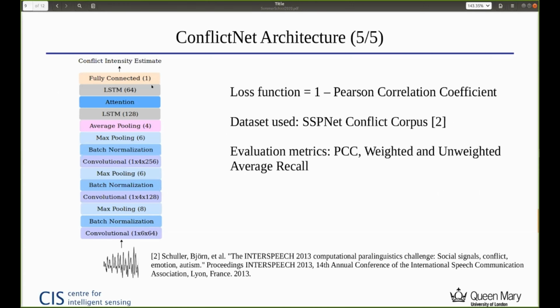Since it is trained end-to-end, and the primary metric that we are using for evaluation is the Pearson correlation coefficient, the loss function is a function of the correlation coefficient, that is 1 minus the correlation coefficient, because we want it to increase. The dataset used is the same as the dataset given in the Interspeech challenge, which is the SSPNet conflict corpus. It is a dataset consisting of televised political debates where there are a lot of conflicts. And apart from PCC, we have used both weighted and unweighted average recall metrics as well.